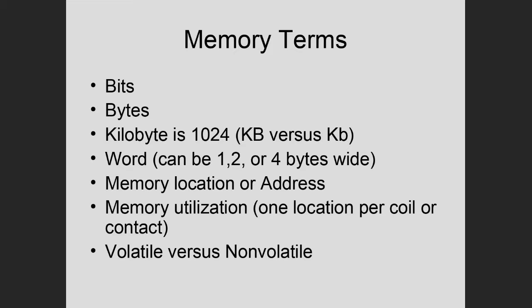There's actually another term I don't have on here called a nibble. A nibble, like a fish might nibble at the bait. A nibble is 4 bits, but we usually think in terms of bytes. So a bit is a 1 or a 0. A byte is a group of 8 bits.